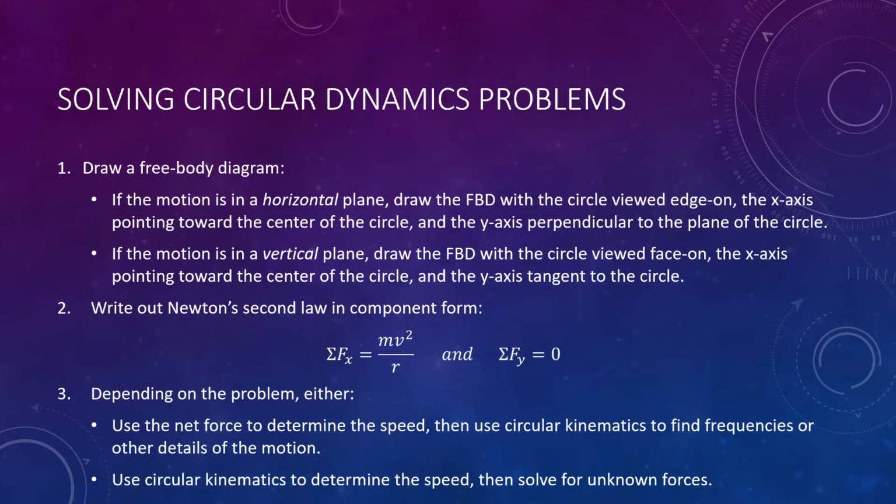So you're either going to use your net force equations that you just wrote to determine the speed, and then use circular kinematics to find things like frequency and period, or you can do it backwards. Use circular kinematics to determine the speed from a period or frequency, and then use that speed in the equation above to solve for your forces that are missing. So I recommend referencing this problem-solving strategy anytime you work out one of these problems. It may help you if you're a little bit confused on where to go next.